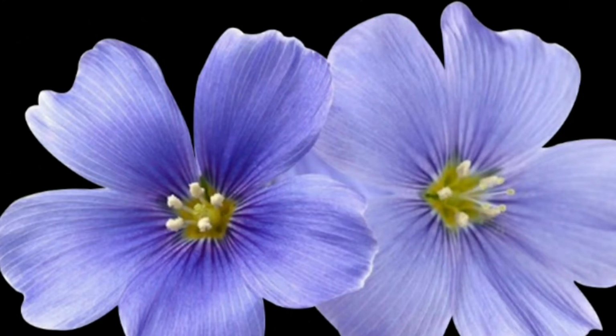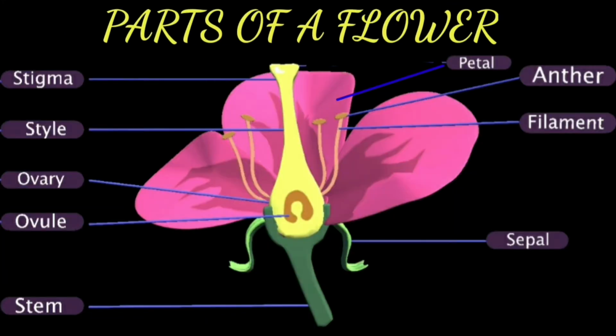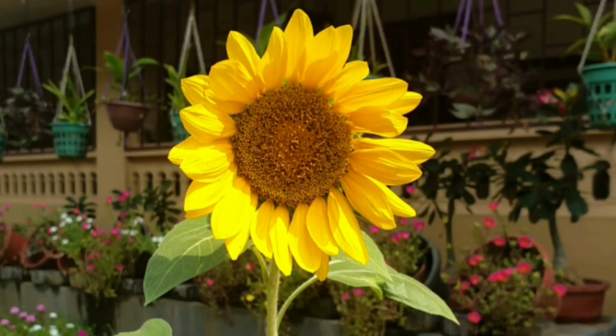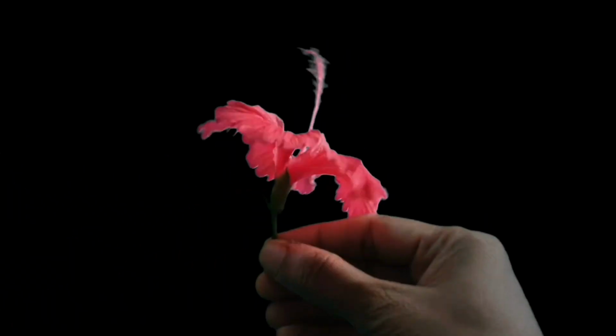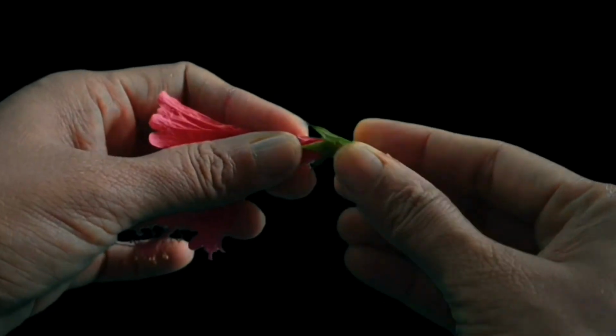Hello dear children, today we are going to discuss parts of a flower and sexual reproduction in plants. Flower is a reproductive organ. A flower has commonly four parts. These parts in order from the outside are sepals, petals, stamens, and carpels or pistil.